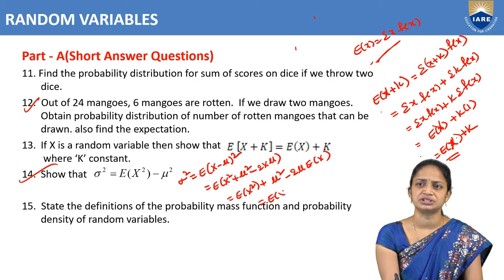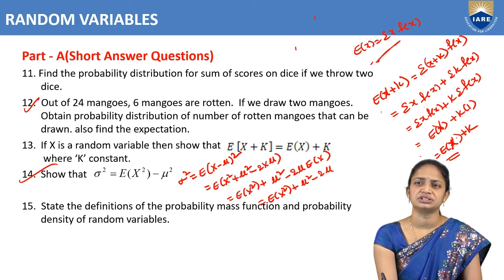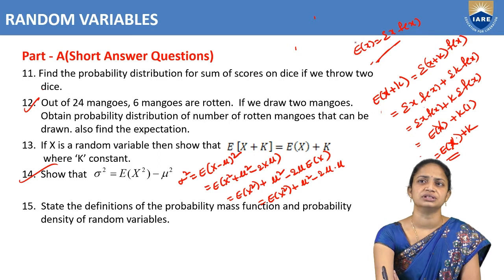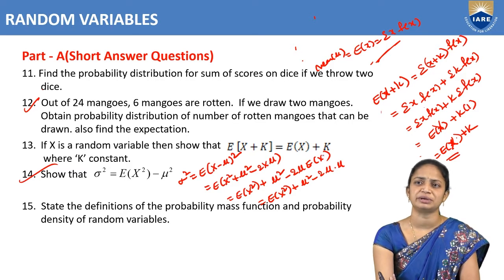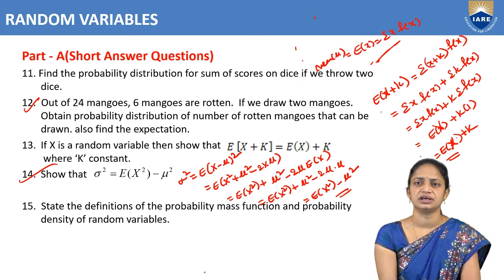So expectation of x square plus mu square minus 2 mu, and we know that expectation of x is nothing but mu, because the mean, which we always write as mu, is nothing but expectation of x. So from that we can write expectation of x square plus mu square, and here we have minus 2 mu square. So that is nothing but minus mu square. So this is the derivation.